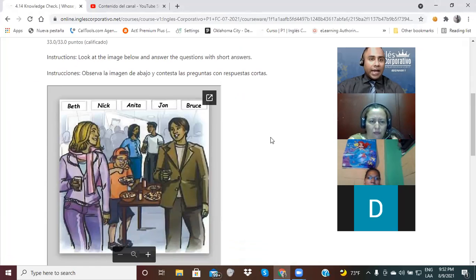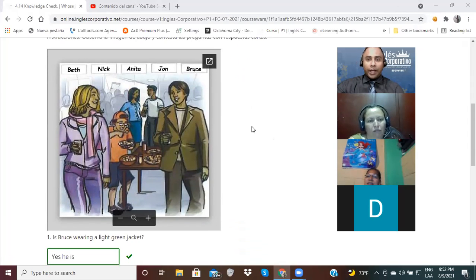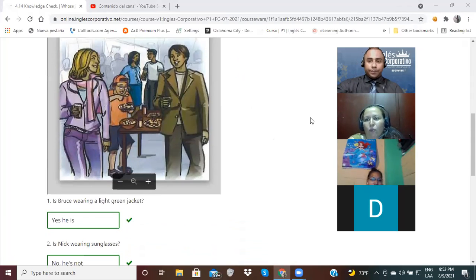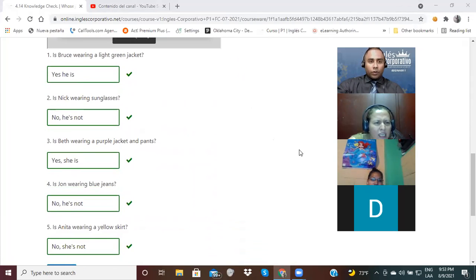Beth, Nick, Anita. Observa la imagen de abajo y contesta las preguntas con respuestas cortas. ¿Ya hicieron esta actividad? Okay. Wendy, number one, please. Is Bruce wearing a light green jacket? Yes, he is. Que hay que ponerle un punto porque si no, no lo agarra. Okay, y no lleva coma. Es un error de dedo de la plataforma.